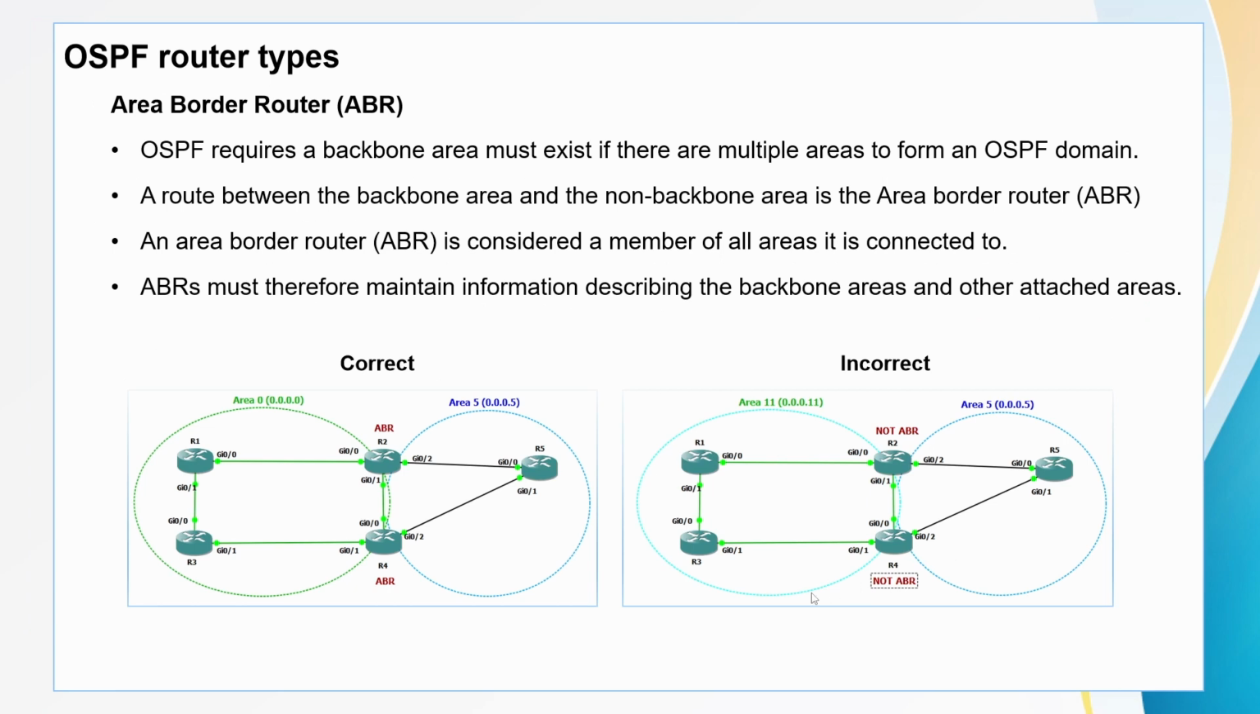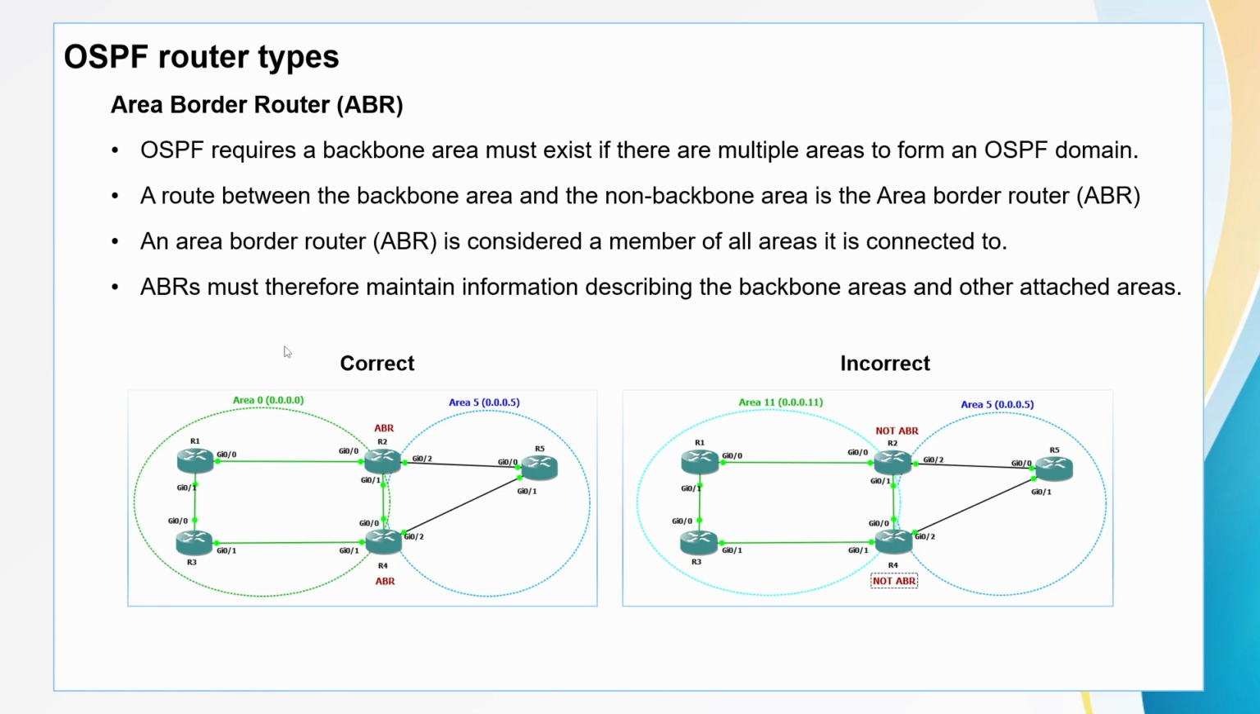OSPF router types. First, the OSPF router type called ABR. ABR means area border router. OSPF requires that a backbone area must exist if there are multiple areas forming the OSPF domain. So the router between the backbone area and the non-backbone area is an ABR. An ABR is considered a member of all areas it is connected to. An ABR must therefore maintain the information describing the backbone area and other attached areas.